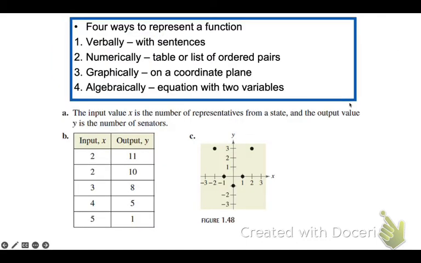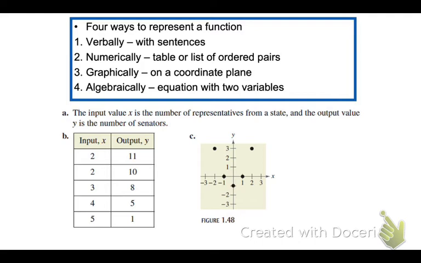Okay, 4 ways to represent a function. You know these, they're just listed. I can write a sentence, right? Verbally, numerically, I can do a table or ordered pairs. Graphically, obviously a graph, or algebraically, which is an equation. We usually see things in equation form, correct? Yeah. So we have the first one. These are just examples. You don't really need them. You might want to write the 4 ways: verbally, numerically, graphically, and algebraically, but that's it.